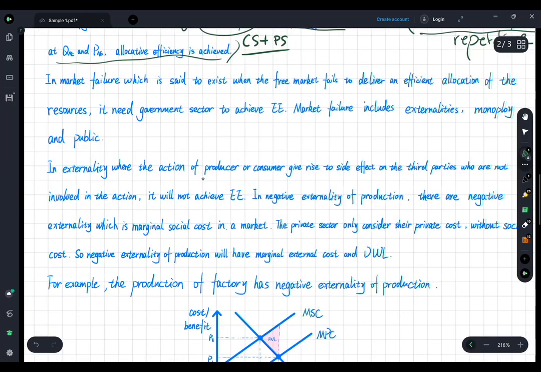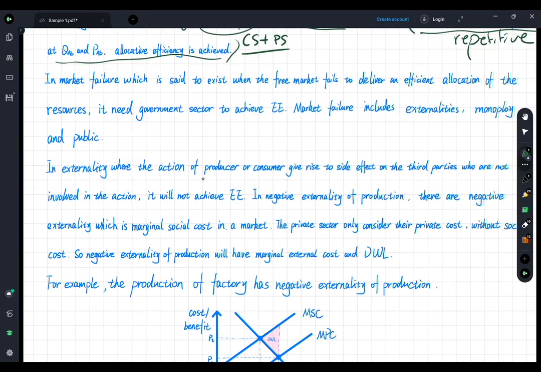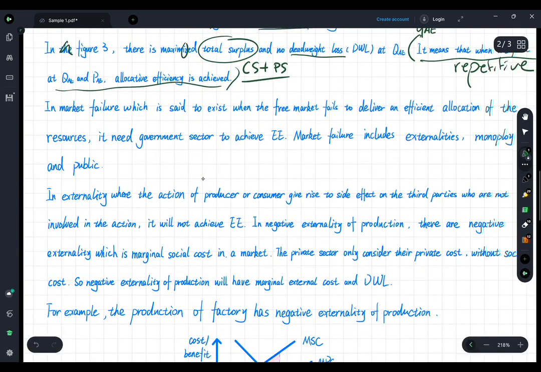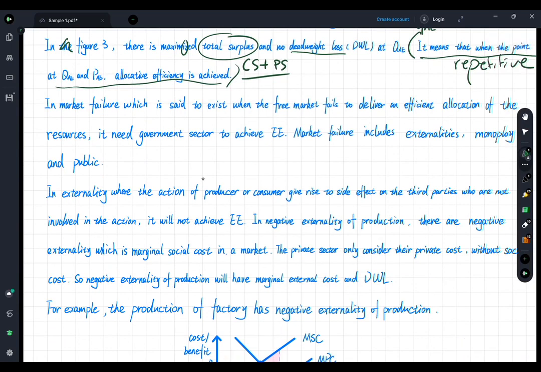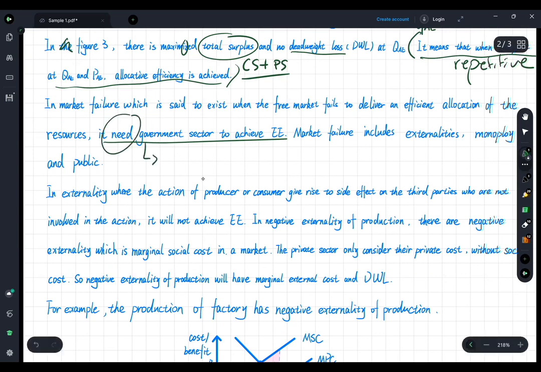In market failure, which is said to exist when the free market fails to deliver an efficient allocation of the resources, it's a good definition of market failure. It needs government sector to achieve EE. So I'm not very happy with this sentence because it's not really that it needs. What instead we could say is that government, yeah, my G's are a bit weird, sorry.